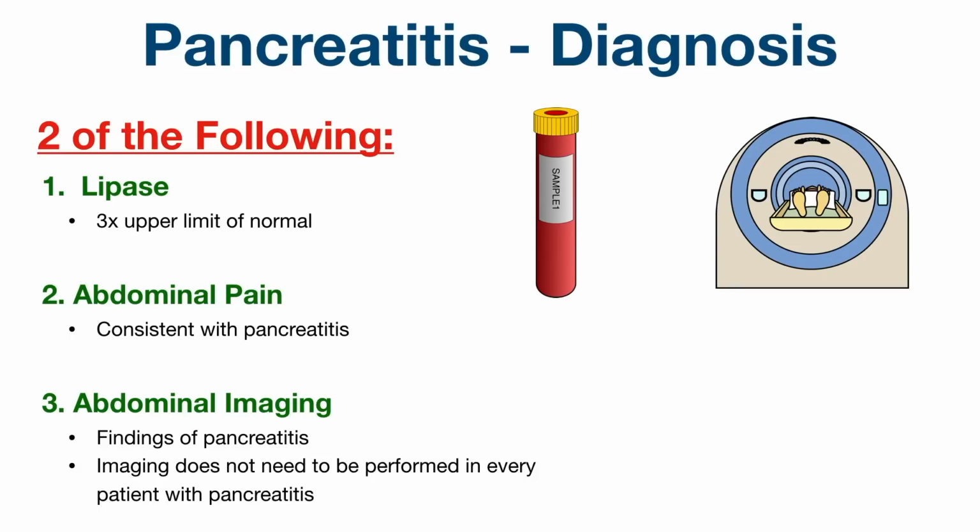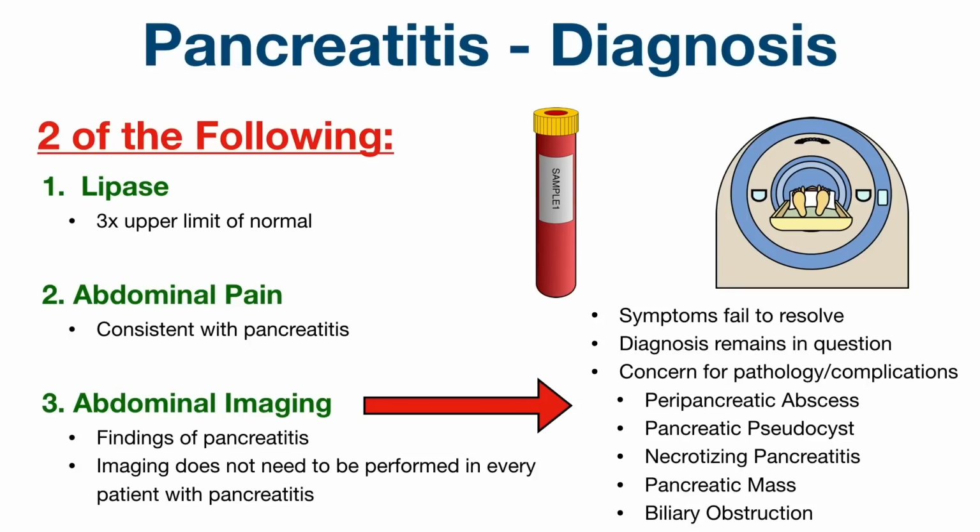It's important to note that abdominal imaging is not required to make the diagnosis of pancreatitis in most cases, especially in mild to moderate uncomplicated cases. If the history, physical, and lipase levels suggest pancreatitis, then it can be treated as such. Imaging may be necessary when the symptoms fail to resolve, the diagnosis remains in question, or if there's concern for underlying pathology, complications, severe presentations, or any other indication. This may include a peripancreatic abscess, pancreatic pseudocyst, necrotizing pancreatitis, pancreatic mass, or biliary obstruction.